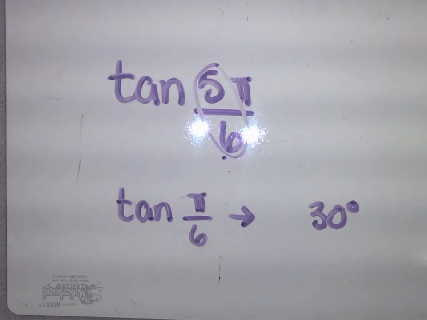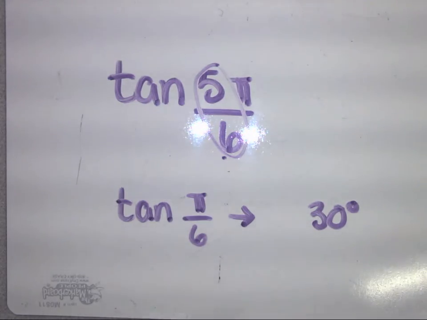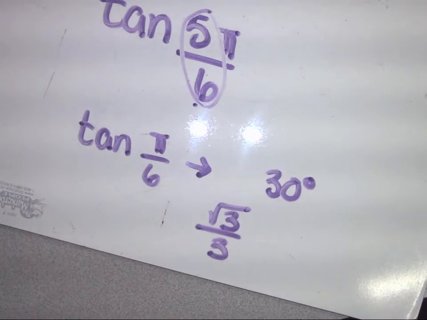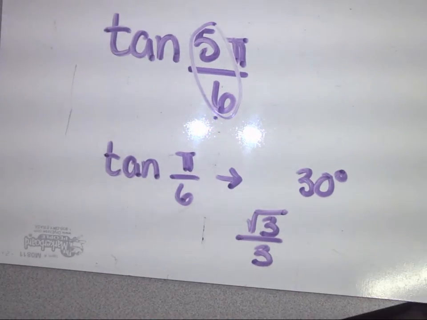Did you just say that because you thought it would be right? It's not. Tangent doesn't have halves. It has mostly 3 numbers. It is the square root of 3 over 3. Where did I put my thing?